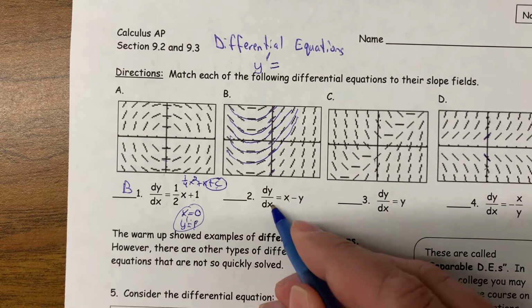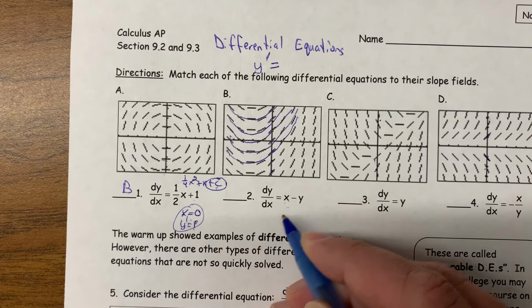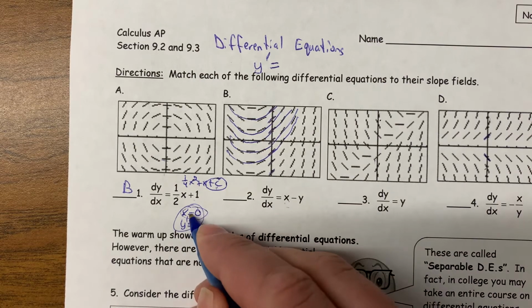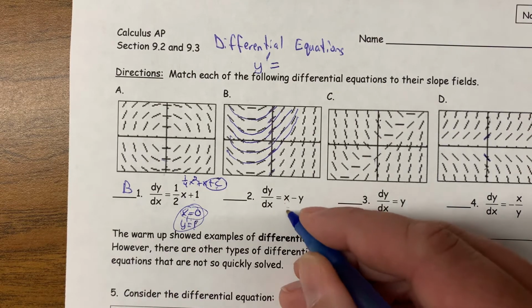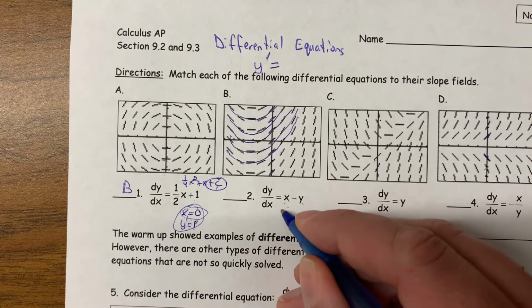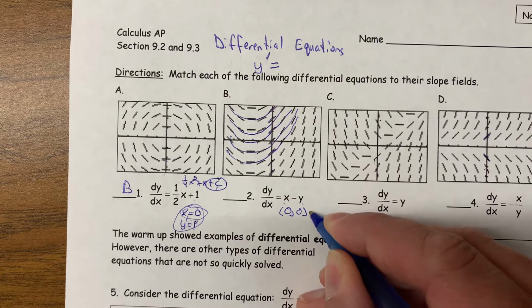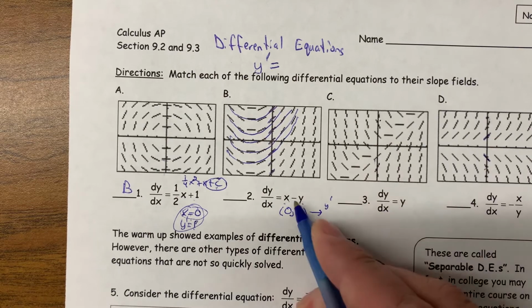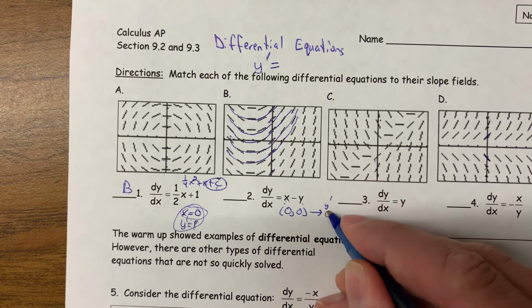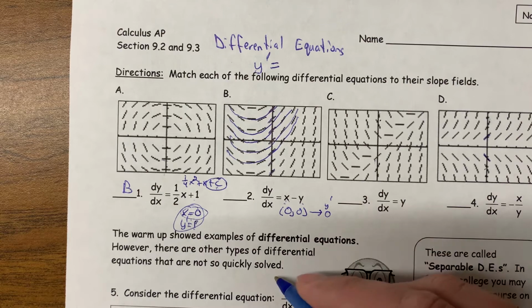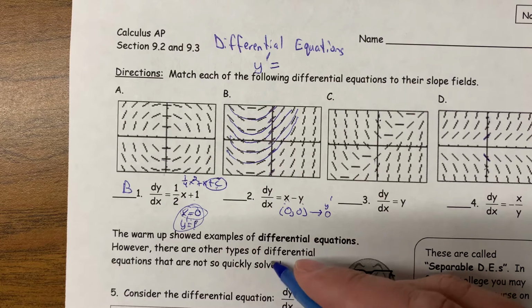Now, this one has both an x and a y. So instead of just choosing what the value of x is, we need to choose a point for x and y. And I usually like just picking easy points, like when x is 0 and y is 0, what is y prime? Well, when x is 0 and y is 0, y prime will be 0. So I need to find a function that when x is 0 and y is 0, the slope is 0.